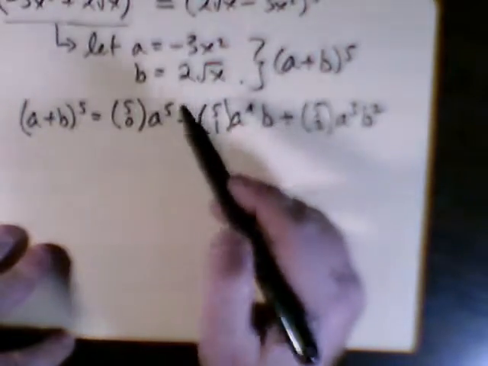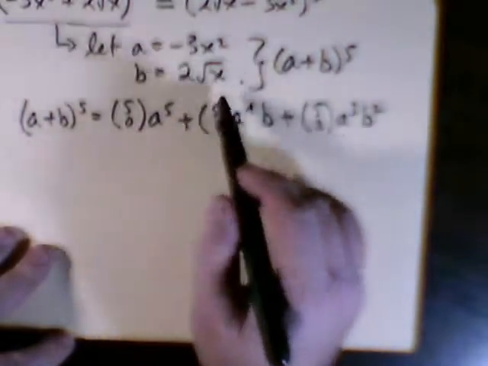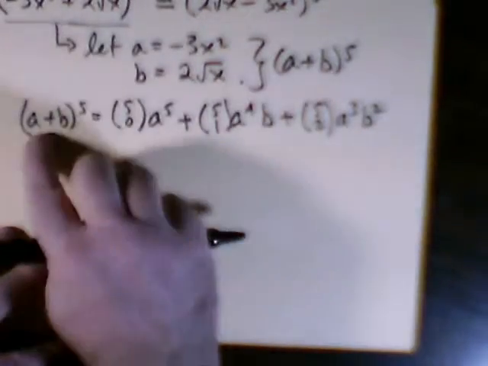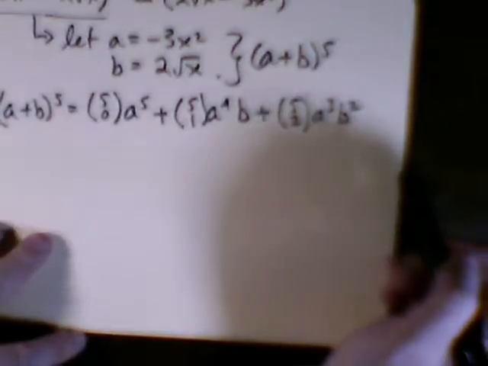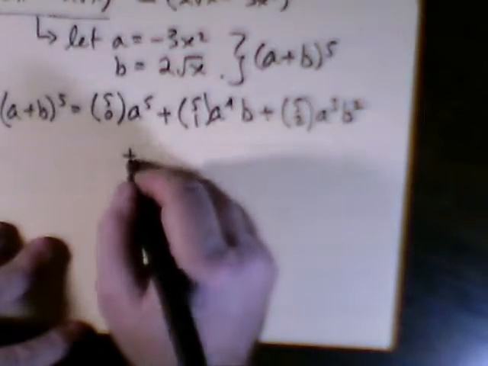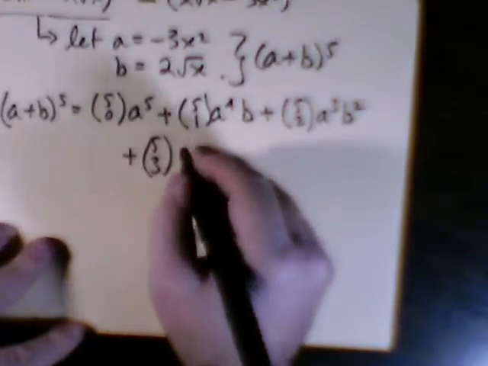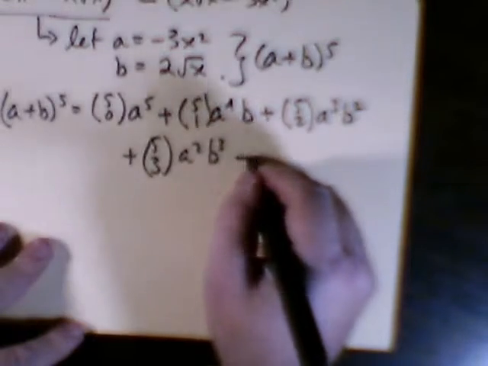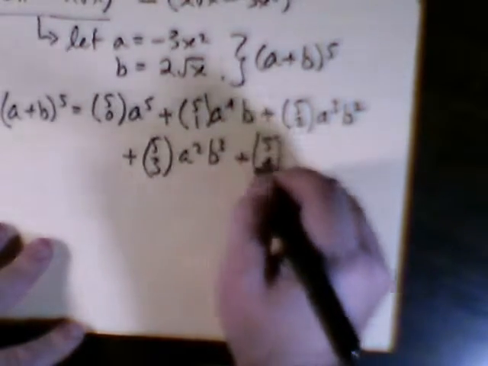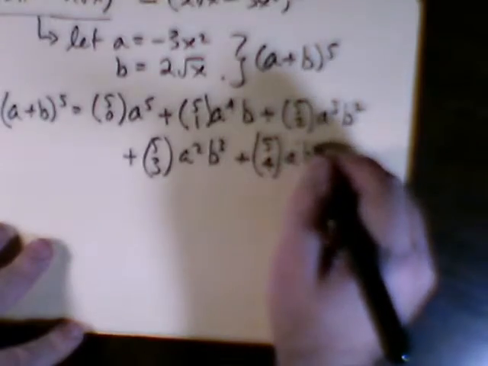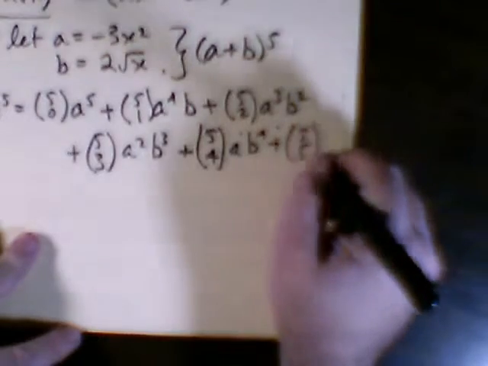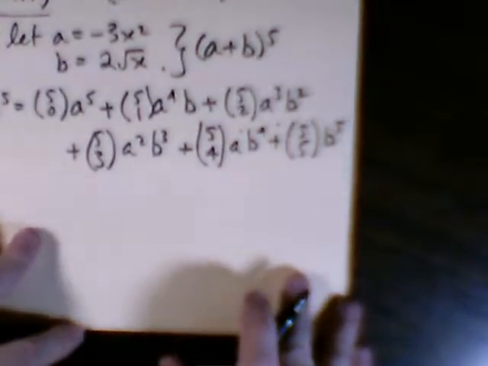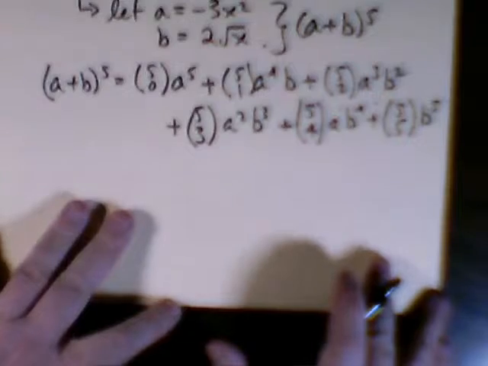And when you start replacing a and b with that, they'll never add up to 5 because, look, the exponents are all messed up here. But as long as you're working with a's and b's and you're working with a binomial in this form, all of your exponents will add up to n. Okay, let's continue. 5 choose 3, a squared b cubed, plus 5 choose 4, a b to the 4th, and plus 5 choose 5, b to the 5th. There you have it.